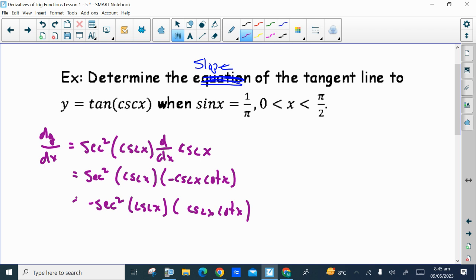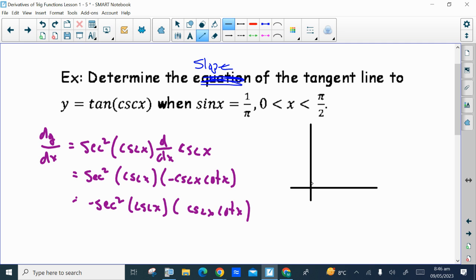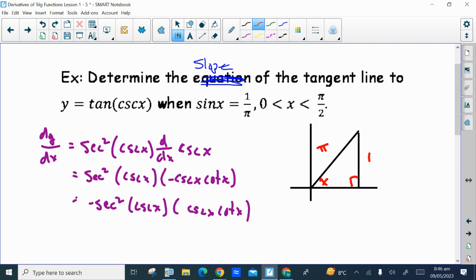Okay, so there's an expression for the derivative, and we need to find out what its value is when sine x is 1 on pi and x is between 0 and pi on 2, which means that we are in the first quadrant with a terminal arm and a reference triangle. X, the reference angle, is always between the terminal arm and the x-axis, and the definition of sine is that it's opposite over hypotenuse. You can find the length of the missing side using Pythagorean theorem.